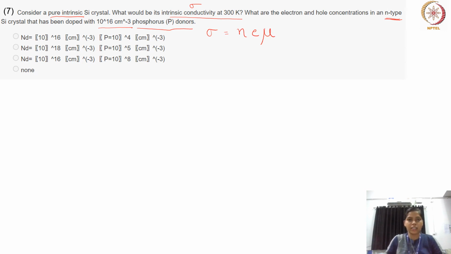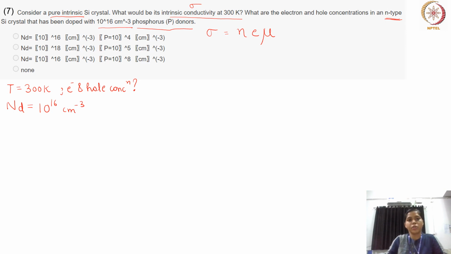Let's write first what we are given. The temperature is given here, that is your 300 Kelvin, and you need to calculate the electron and the hole concentration. Here they have given the donor concentration, that is your phosphorus, 10 raised to the power 16 per centimeter cube. So this much amount of information we are having.